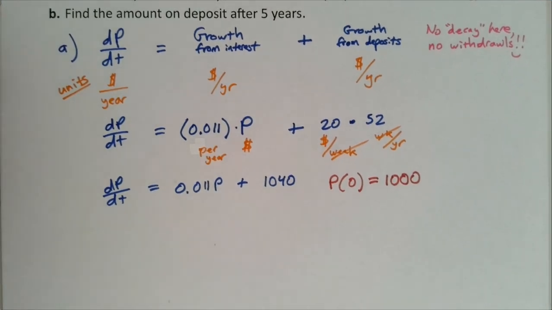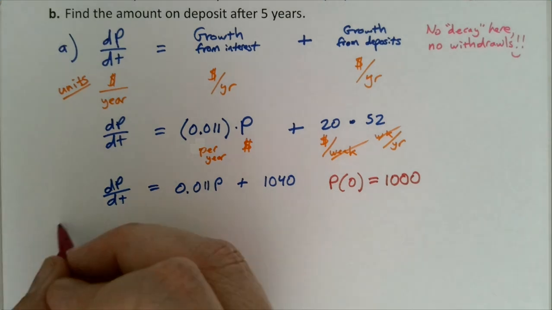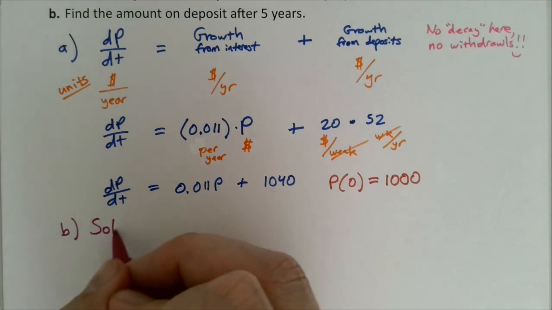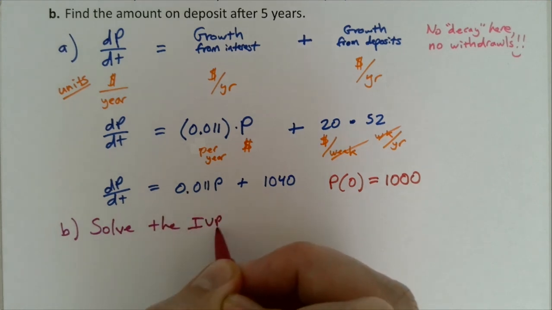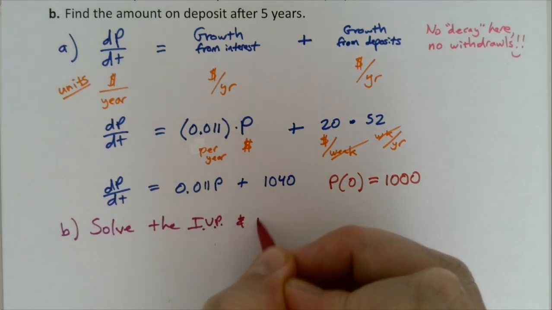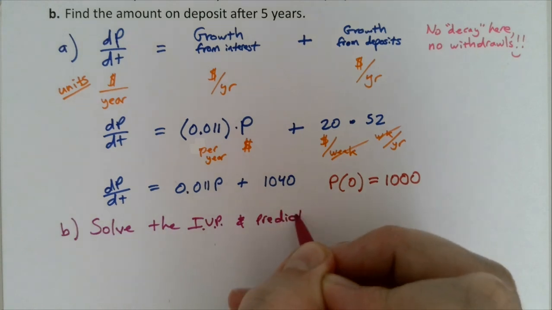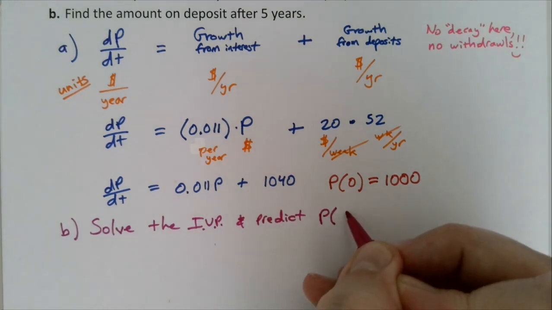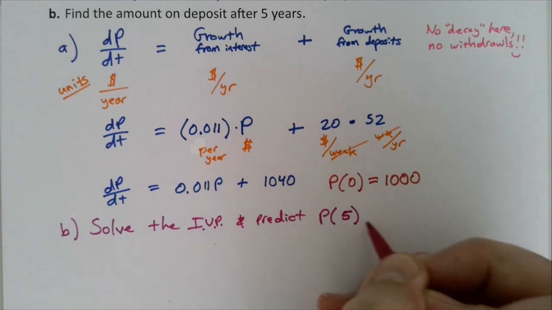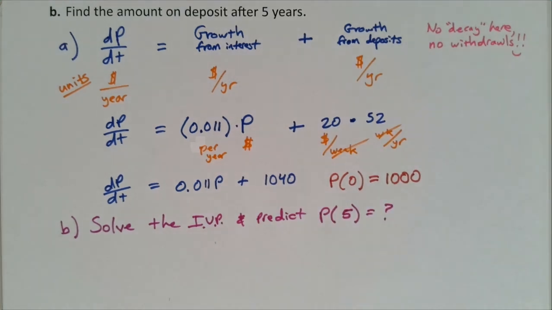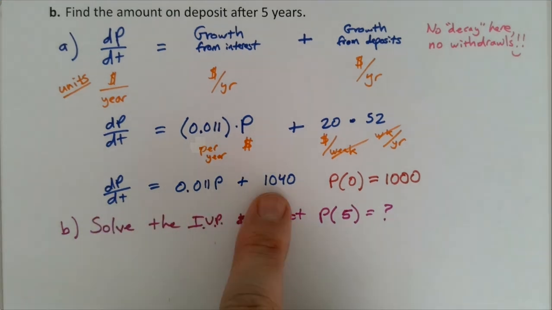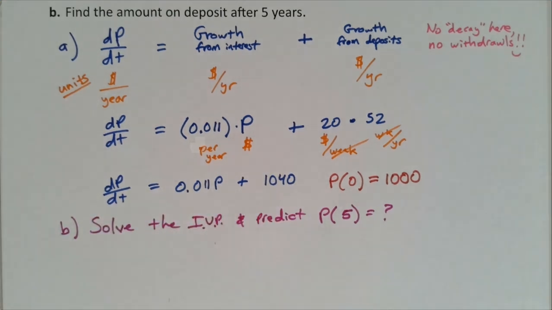So for part B, we're actually going to have to do some solving here. We're going to solve the IVP and predict what is the amount in the account after 5 years. So let's do that. Now notice, we have a problem that we already know how to solve.